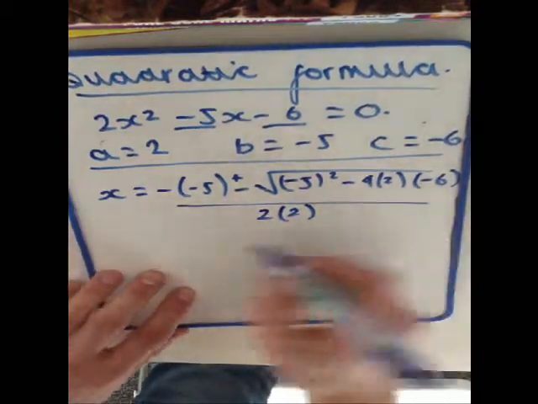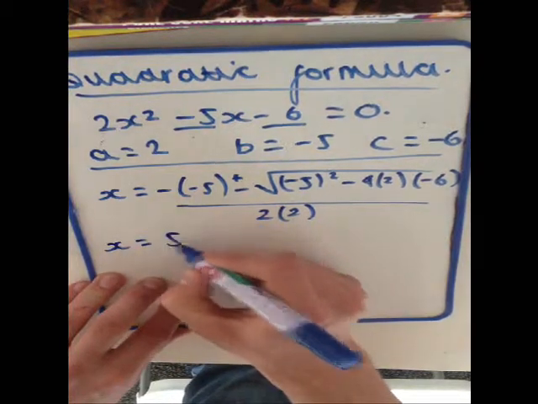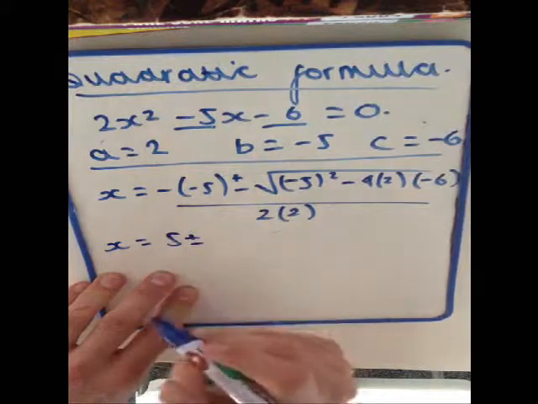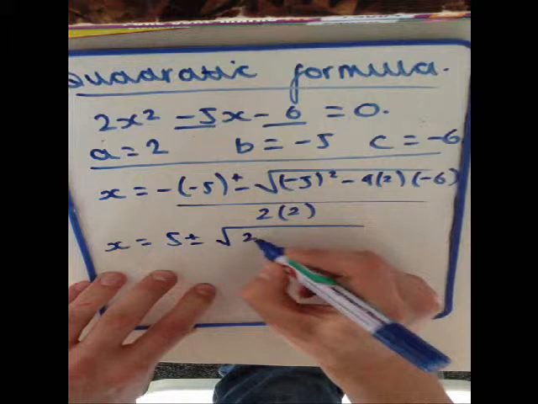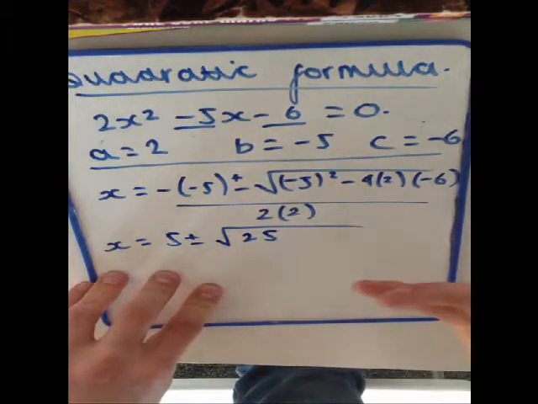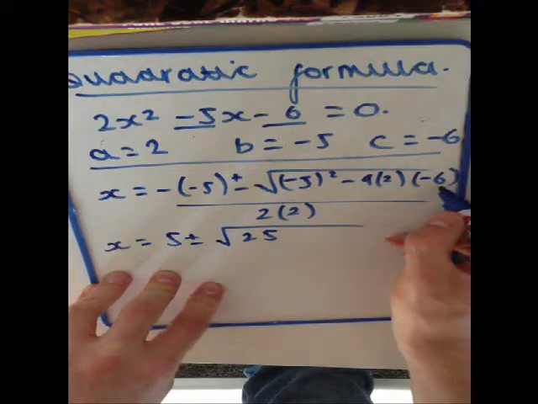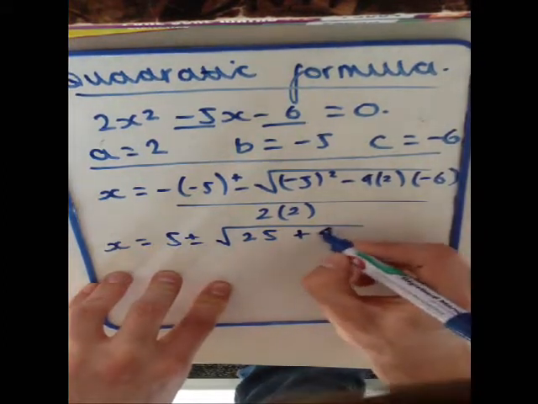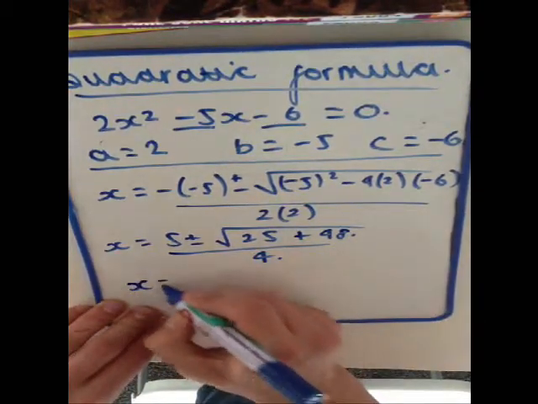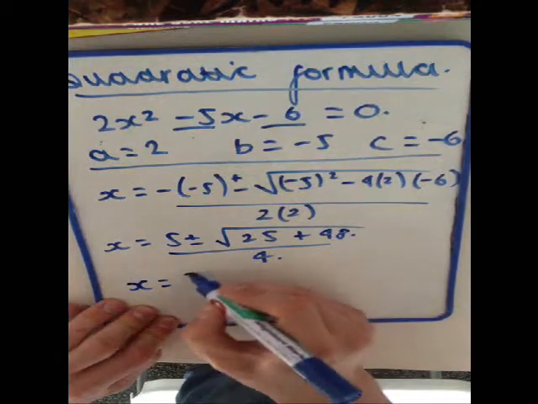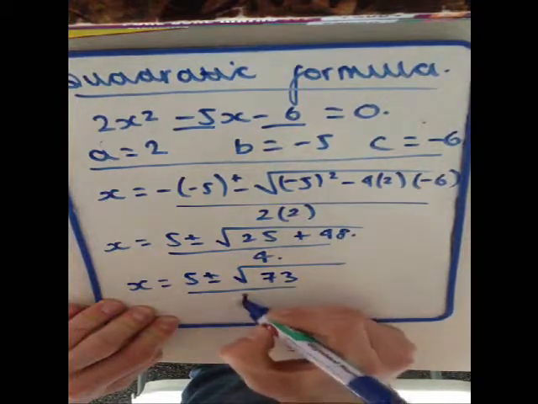Now we simplify this to x is equal to 5 plus or minus, my two negative values give us a positive, 5 plus or minus the square root of 25 minus 5 times minus 5, again positive, minus 4 times 2 is minus 8, times by minus 6 gives us a positive 48, all under 4. So my x is equal to 5 plus or minus the square root of 73, all under 4.